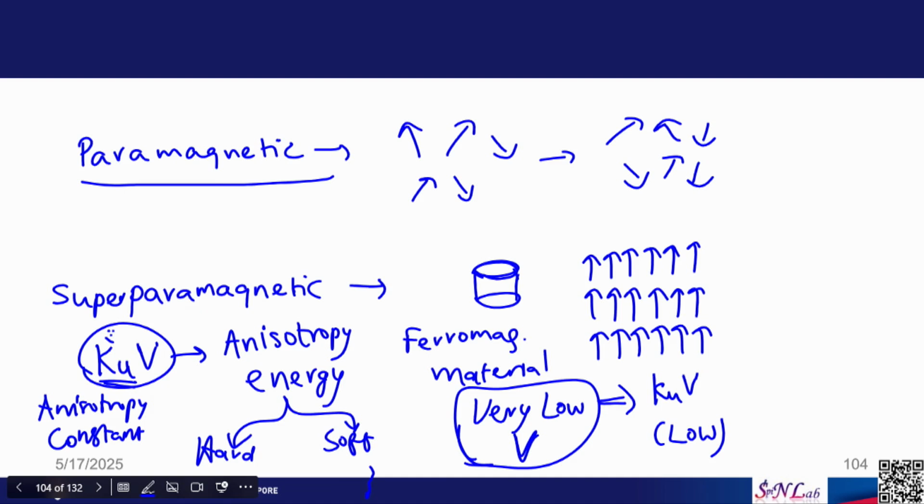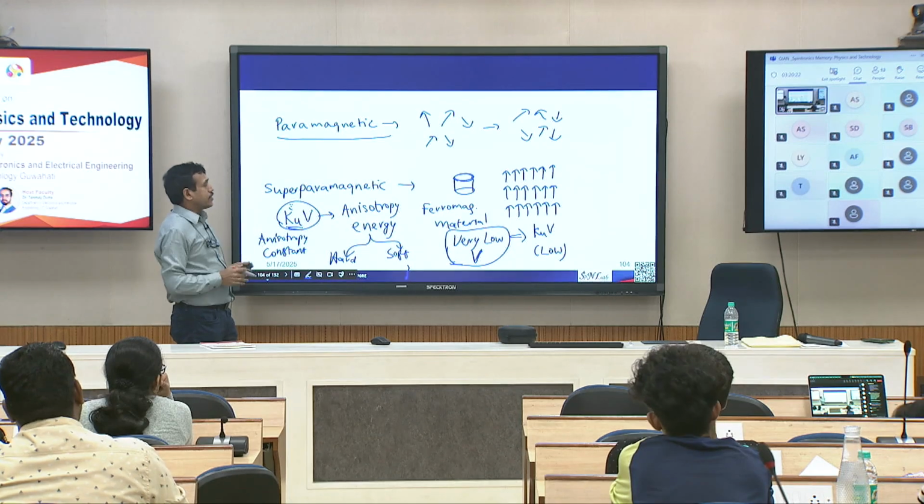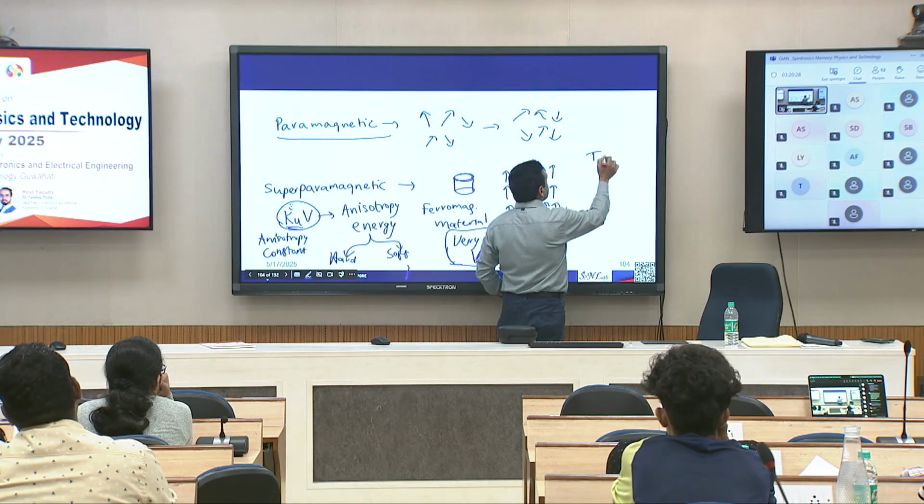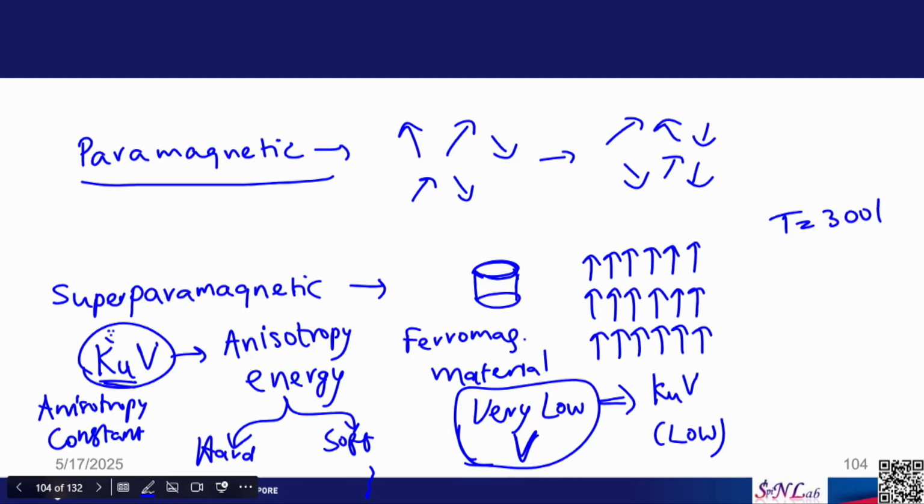Okay, so there is one energy, anisotropy energy, that tries to keep the magnetization in a particular direction, but at room temperature, let us say 300 Kelvin, we have the thermal energy, which is basically Boltzmann constant multiplied by room temperature. So, there is a thermal energy. Okay. This thermal energy will compete with the anisotropy energy.